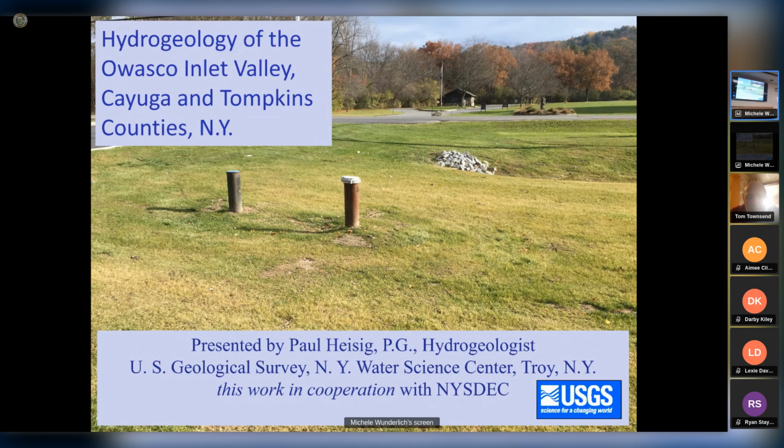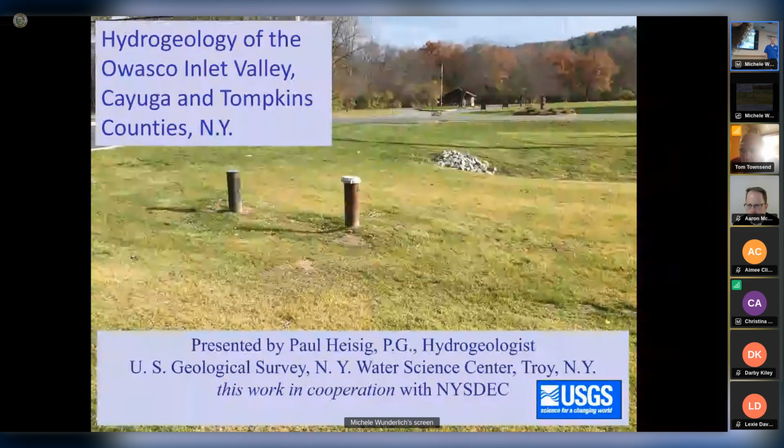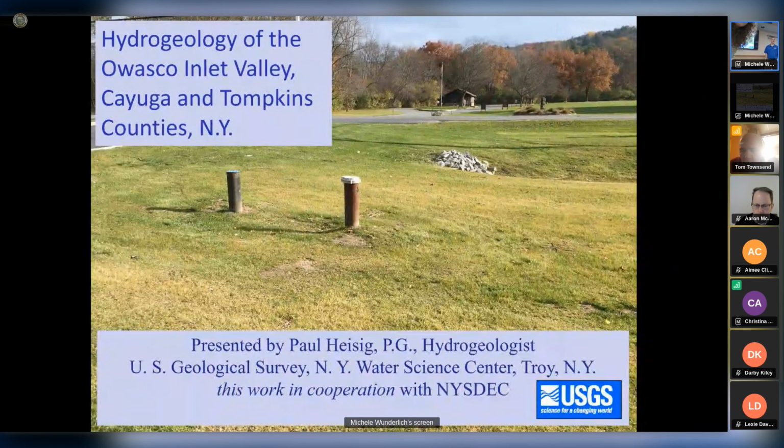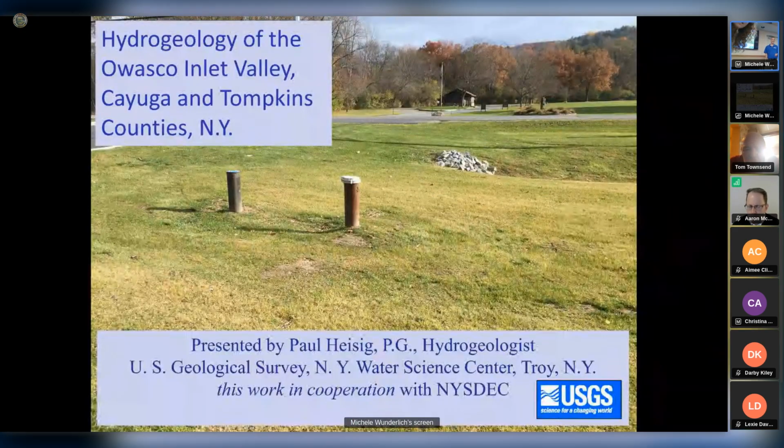My name is Paul Heisig. I'm a hydrogeologist with the USGS Water Science Center in Troy, New York. The study that we just got published this year for the Owasco watershed, the detailed aquifer mapping study, is part of a long-term program we have with New York State DEC, where we jointly come up with candidates for detailed aquifer mapping.